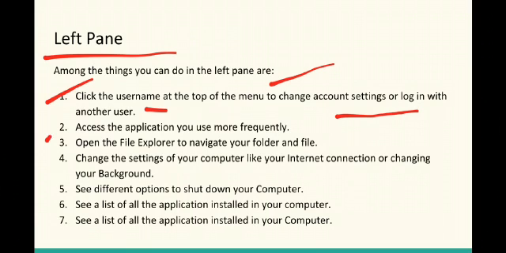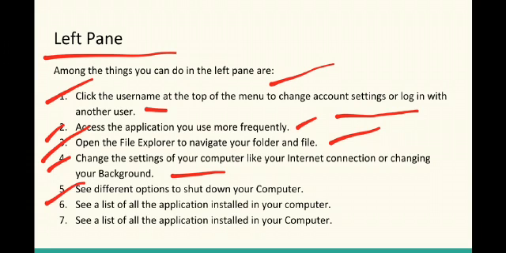Access the applications you use more frequently. A small arrow next to an application will open a submenu with a list of recent documents, so you can open those documents. Next point is to open File Explorer to navigate your folders and files. Change the settings of your computer, like your internet connection or changing your background.